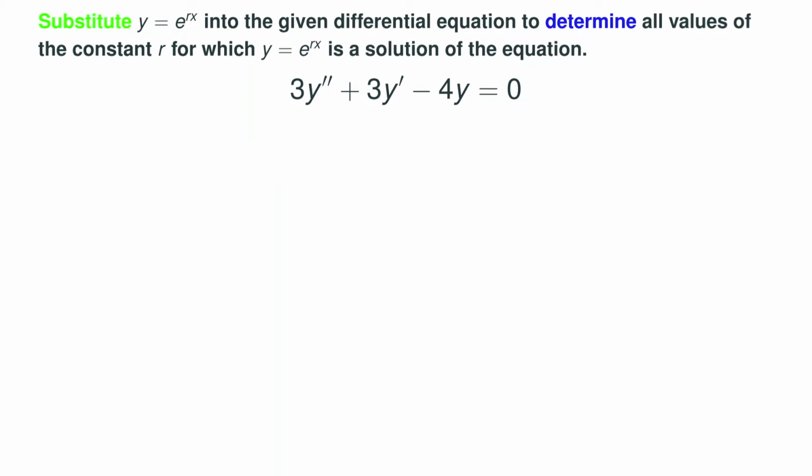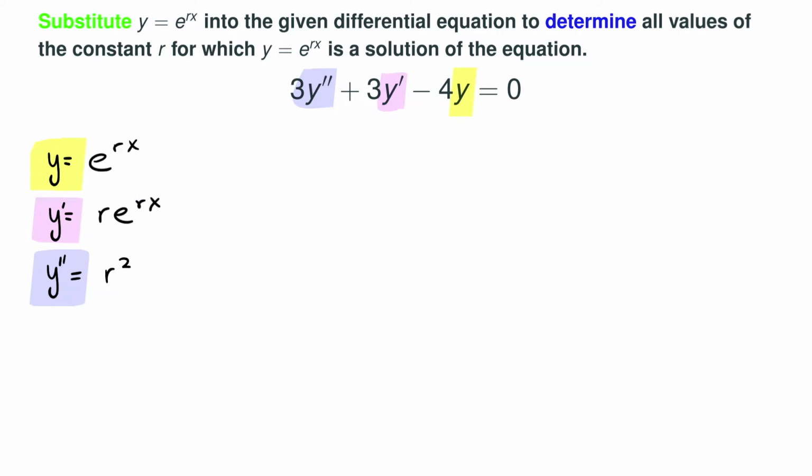Now as we look through this problem, we see that we need to find the original y which we are given, that is e to the rx, its derivative, and its second derivative so that we can plug it into the differential equation. We know the derivative of e to the rx is r e to the rx. Take the derivative again and the constant r comes down and we get r squared e to the rx.